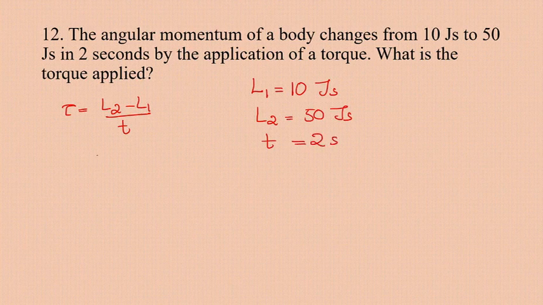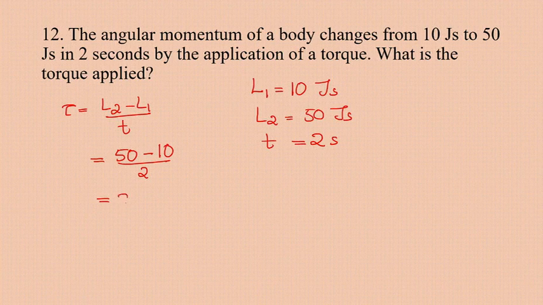So the torque tau is equal to final angular momentum 50 minus initial angular momentum 10 divided by the time 2 seconds. Okay. So what is the value? You can do the calculation. That is 20 Newton meter. That is the required torque. Okay. Tau is equal to 20 Newton meter.